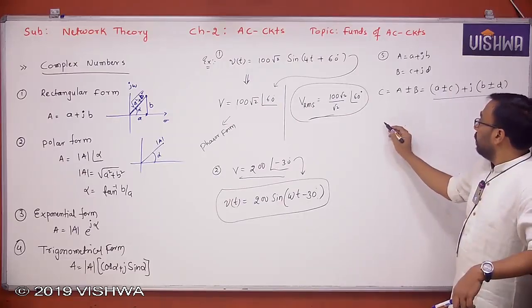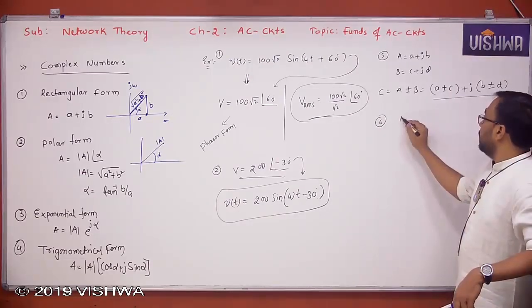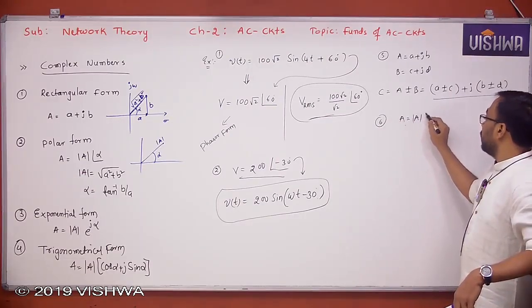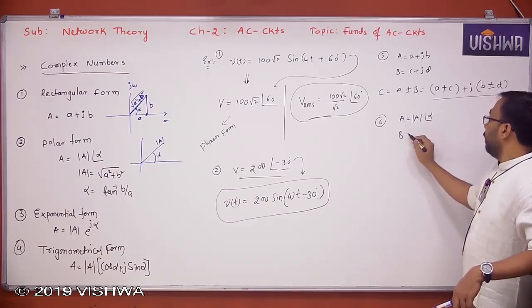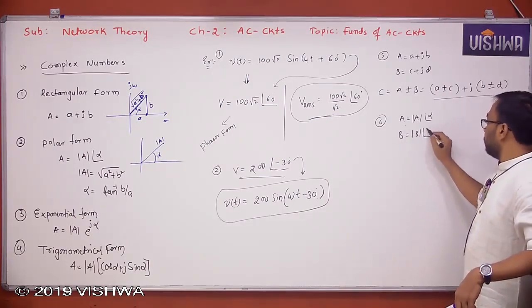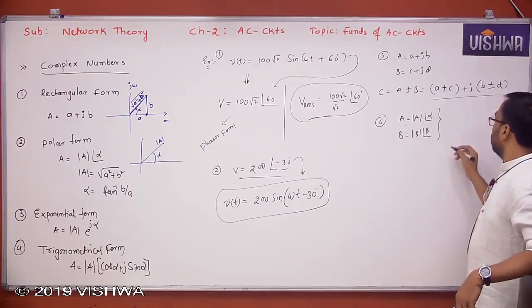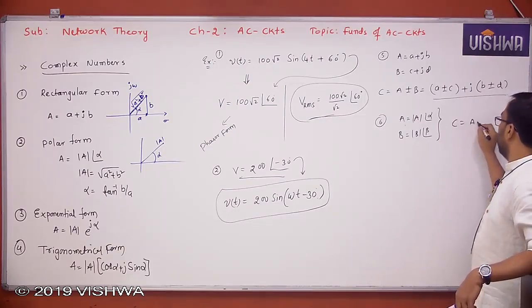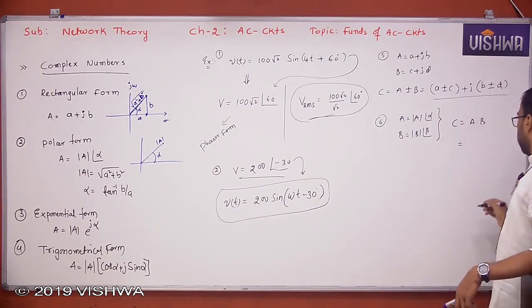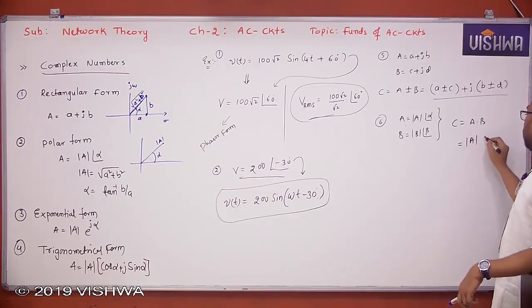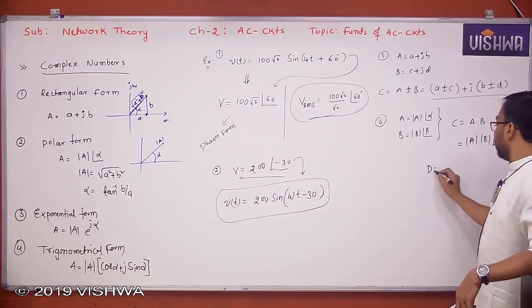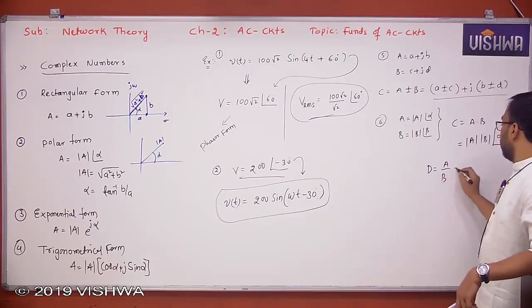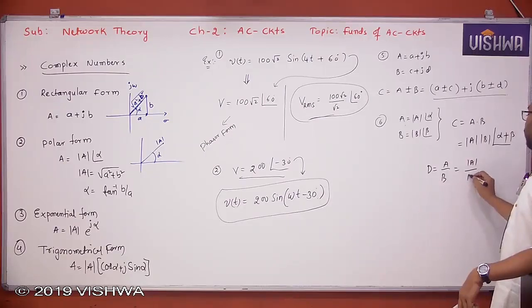Now if you take A as magnitude a at an angle of alpha, usually for multiplication and division the polar form is more comfortable. So C is equal to A into B, which gives magnitude a times magnitude b at an angle of alpha plus beta. And D is equal to A by B, which gives magnitude a by magnitude b at an angle of alpha minus beta.